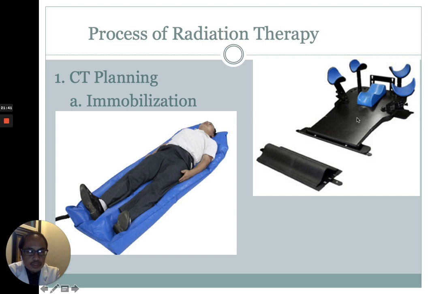So this is another immobilization device. We usually use this for breast cancer. It's a breastboard, with the patient's arms placed here and the head here, and that would immobilize the patient's upper extremity.